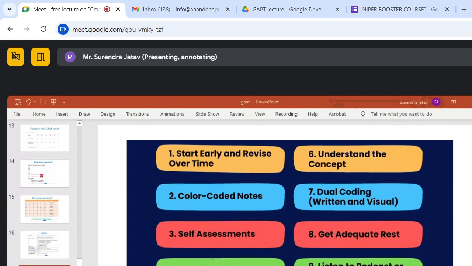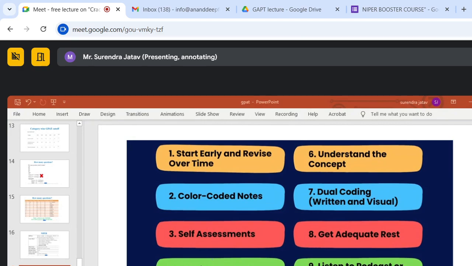Focus more on taught topics. Focus more on taught topics means always focus on the subject where you have taught someone else. Focus firstly on this topic.